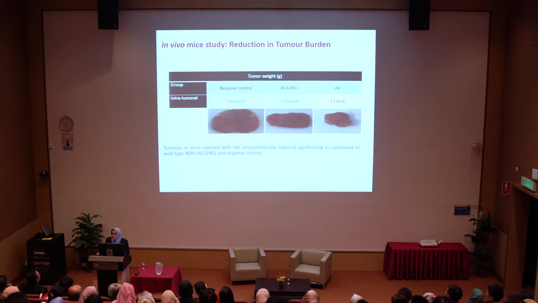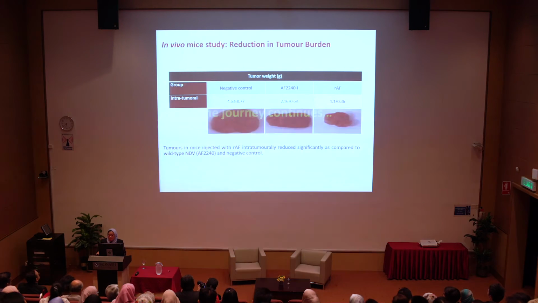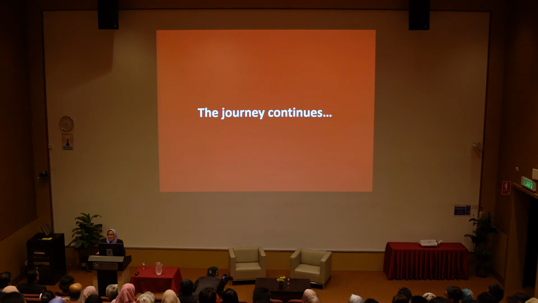The RAF-treated mice tumor was the smallest. That's the RAF-treated, the recombinant Newcastle disease virus-treated mouse. The tumor was the smallest, compared to the negative control and the treatment of the wild-type NDV. This is, of course, really exciting results, and we are currently exploring avenues to improve the RAF with different immunomodulatory genes, but also identifying how we can harness the transcriptomic knowledge to better equip RAF as a cancer vaccine, thus inching our way closer to translating RAF into clinic. So, ladies and gentlemen, the journey continues.